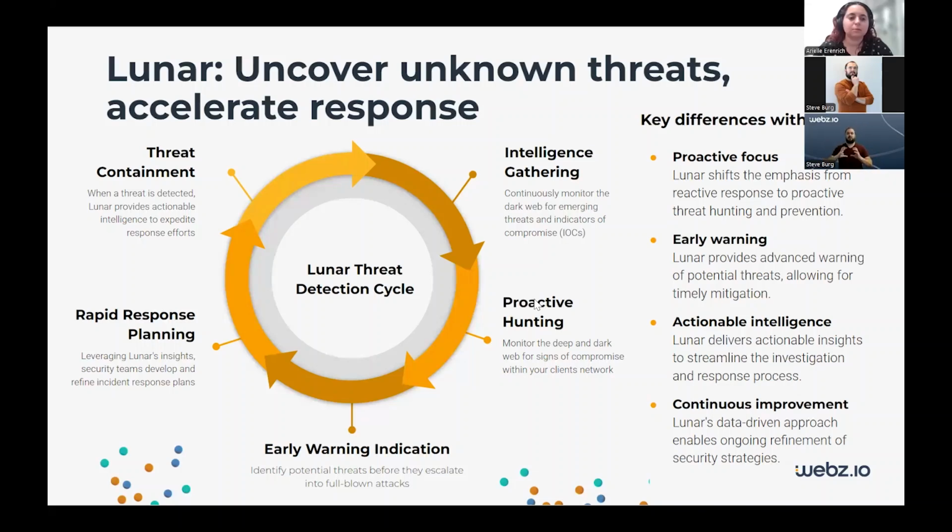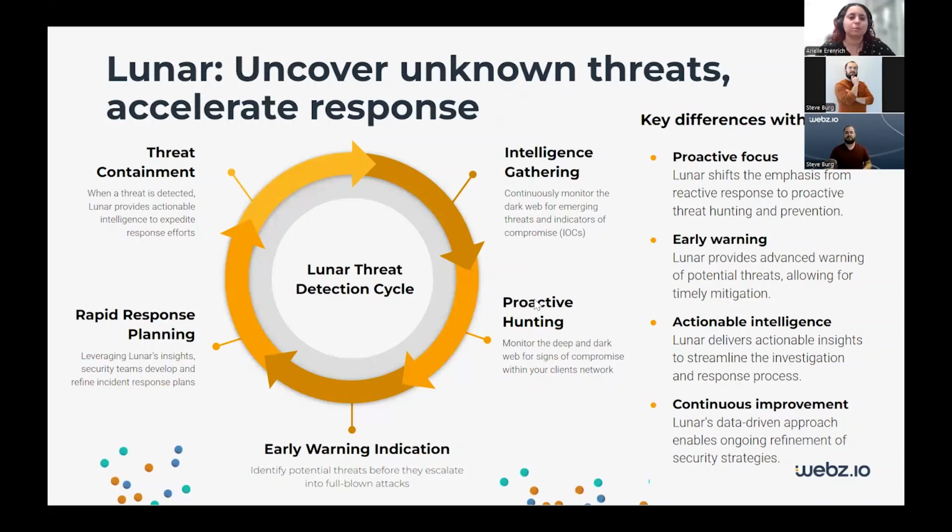But we do want you to understand what is happening so that you can address it before it escalates into an attack. Then, leveraging the insights given to you by Lunar, some of which might be, hey, here is the root path where the malware is currently sitting, you can actually develop and refine your incident response plans. And then once you've detected a threat, contain it, because the intelligence that we're giving you is actionable. It's something that you can do something with so that you can expedite response efforts.